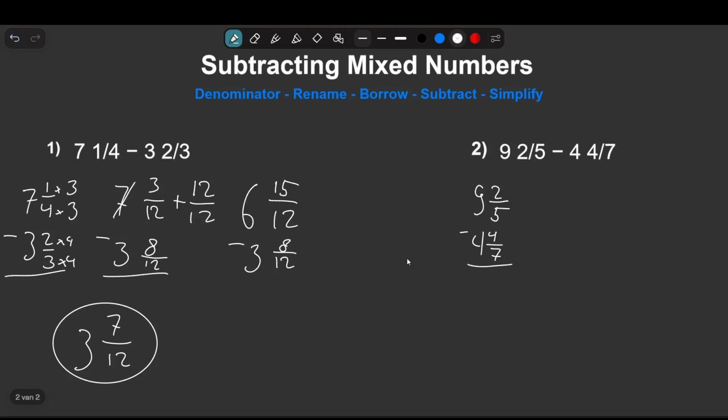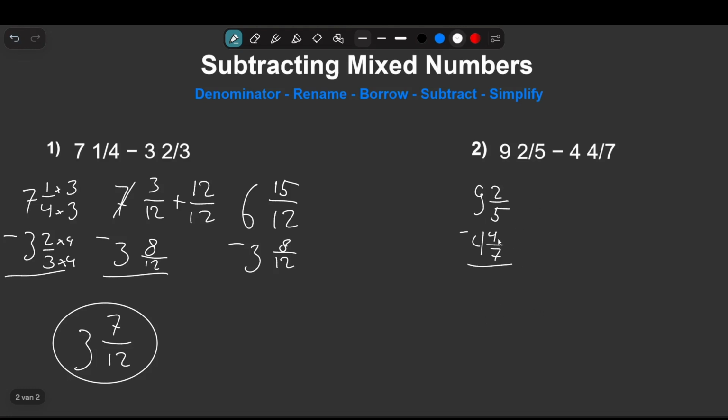So we have to make them both the same denominator. We are going to do this by looking at the multiples of 5 and 7 and seeing which number is the same. Also, a trick we can always do is multiply the denominators by each other and you will always get to a common denominator. So that's a little tip for y'all.